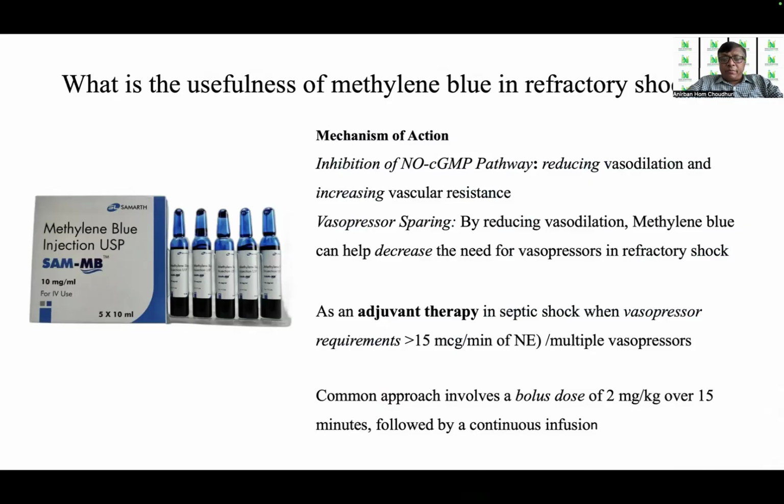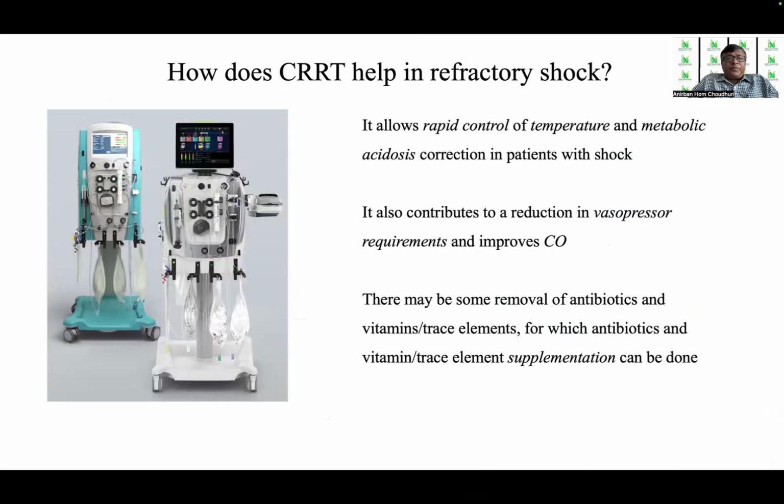As an adjuvant therapy in septic shock, when vasopressor requirements are more than 15 mcg per minute of norepinephrine or norepinephrine equivalent, or the patient is on multiple vasopressors, this can be tried. And the common approach involves a bolus dose of 2 mg/kg over 15 minutes, followed by a continuous infusion over 3 to 4 hours.